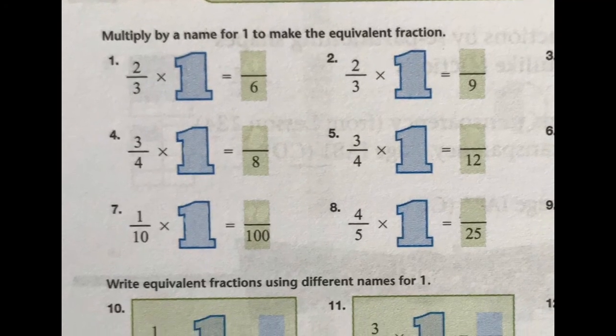So let's take a look at number 1. And they have this 1 here to tell you that that's what we're multiplying by, an equivalent to 1. But we need to know what to multiply to get this number here. So look at the denominator. 3 goes into 6. How many times? If you said 2, you are correct. So we're going to put 2 halves here.